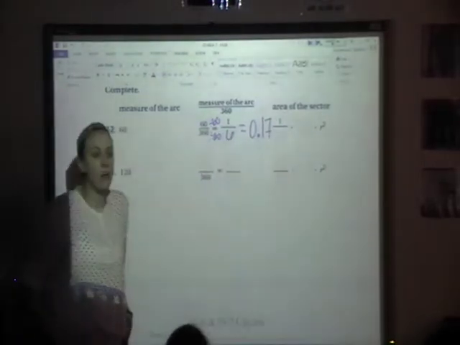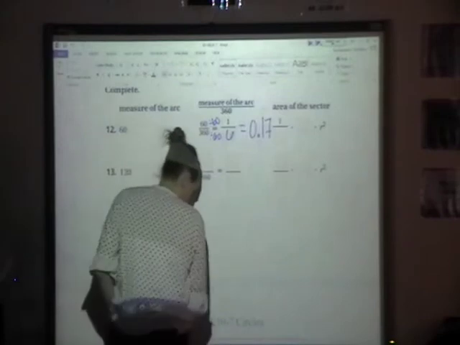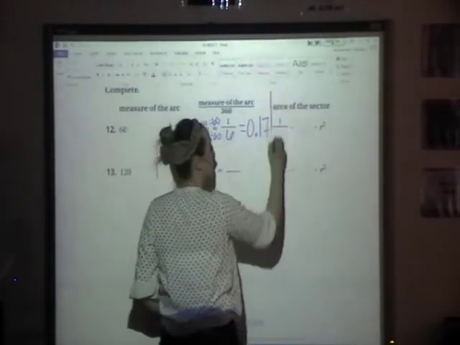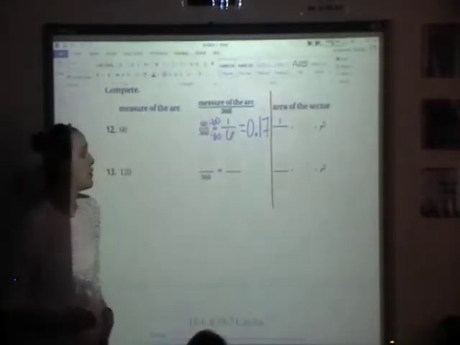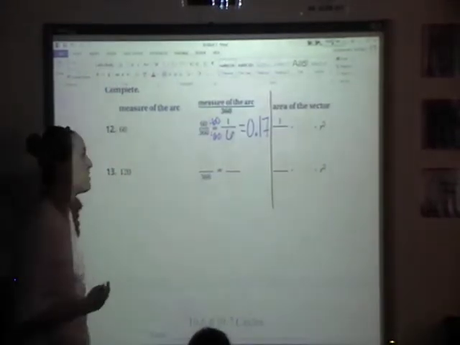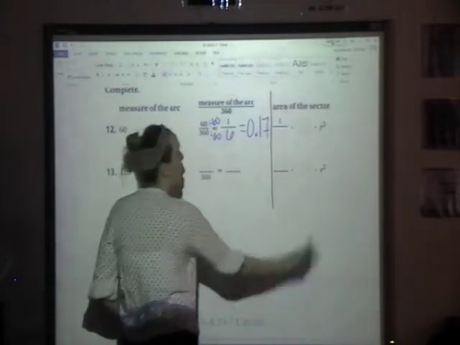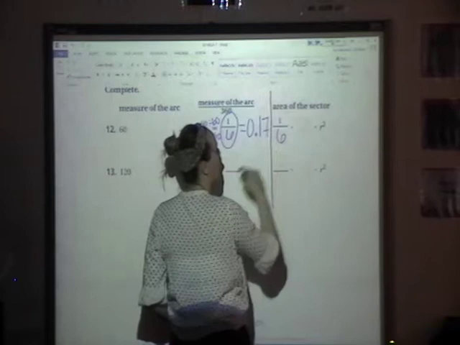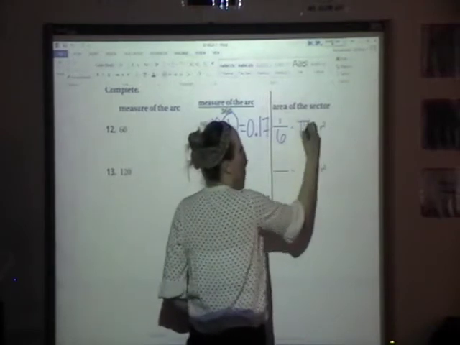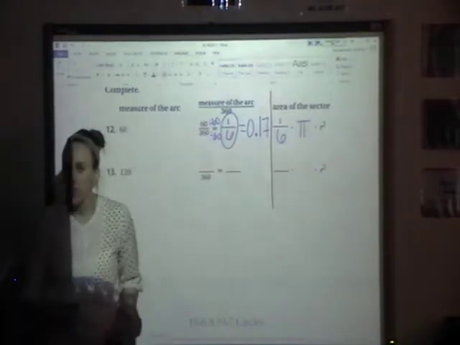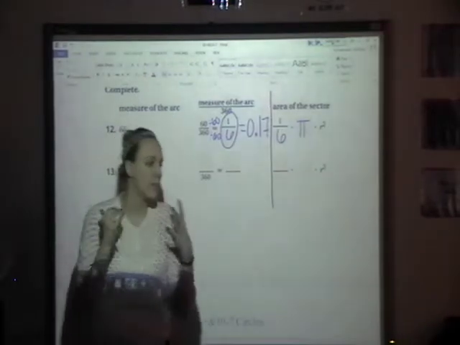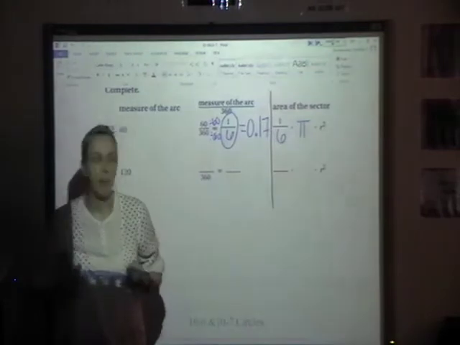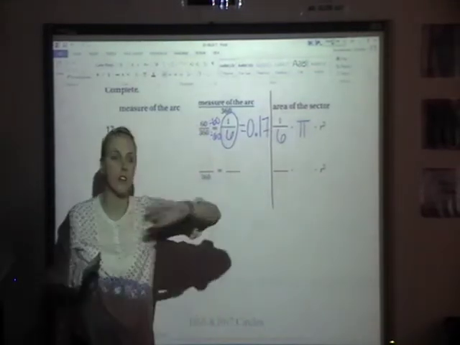So now we're going to take the measure of our arc and use it to find the sector area. That means we are going to take our ratio, our 1/6, and multiply that by pi r squared. So we can figure out the portion I have. I am talking about 1/6 of the circle, and then I would multiply that by the area. But like I said, I like putting it in the form of a decimal, then multiplying.